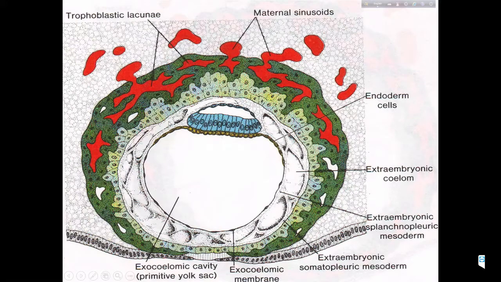So here will be the extraembryonic cavity, or the extraembryonic coelom. Coelom means cavity. Look at the picture. Here, the extraembryonic coelom or extraembryonic cavity.